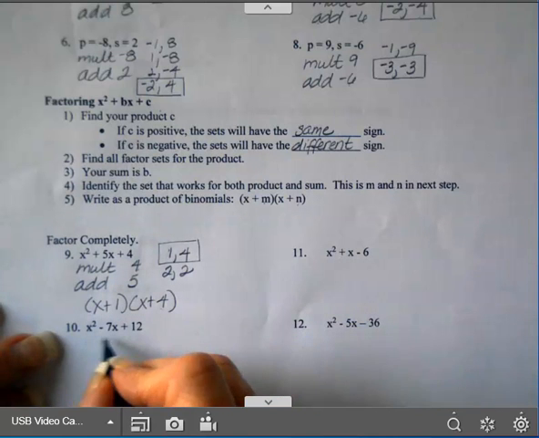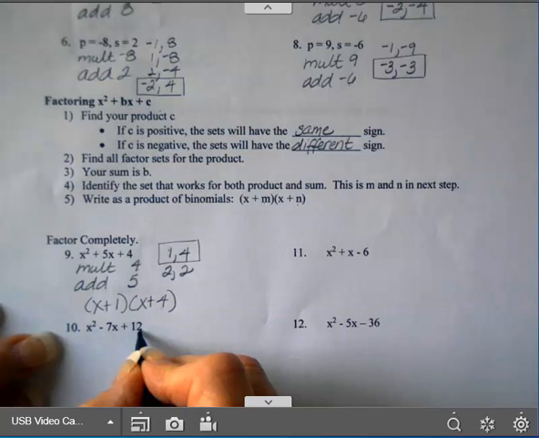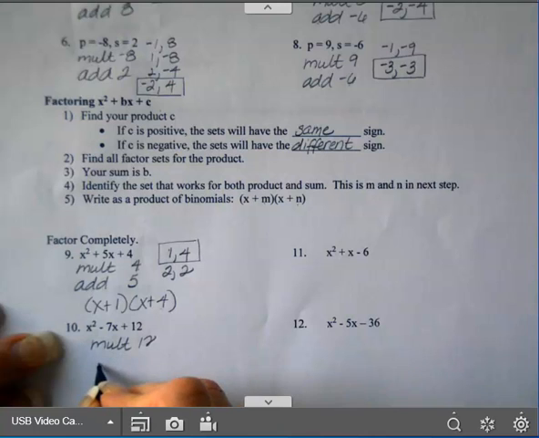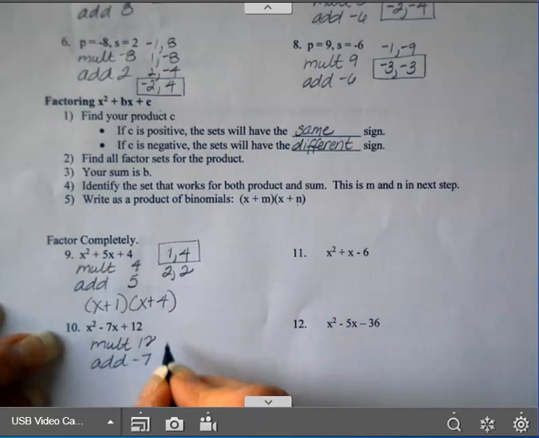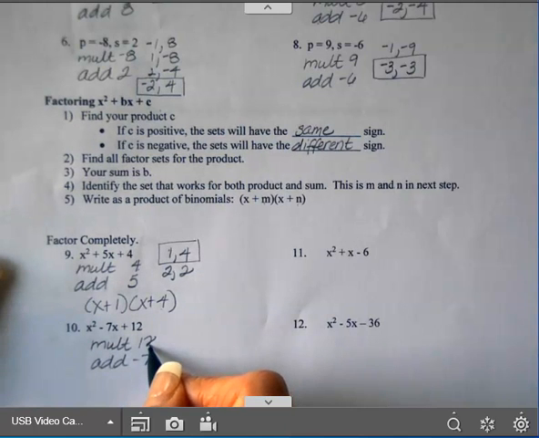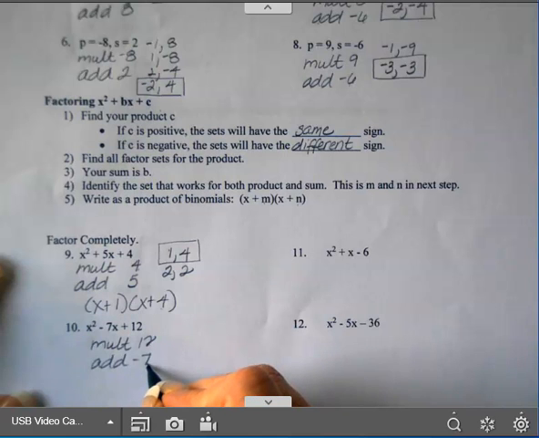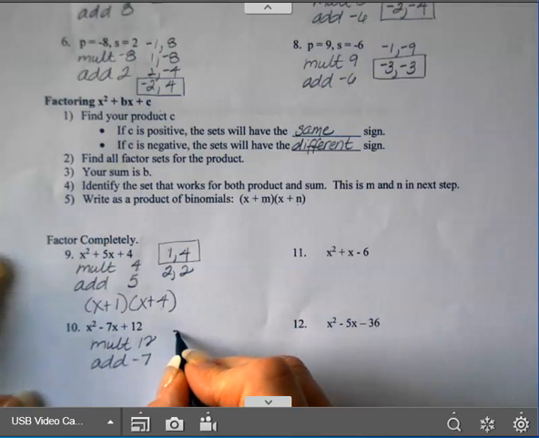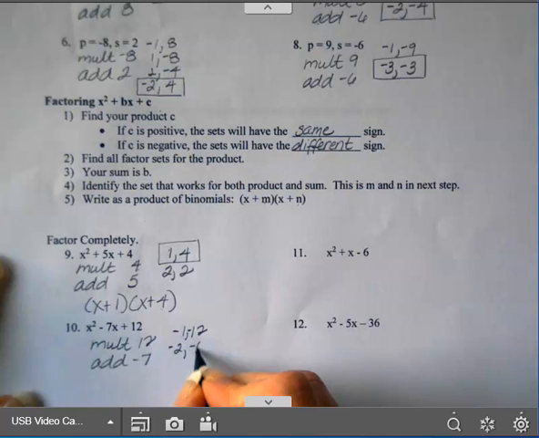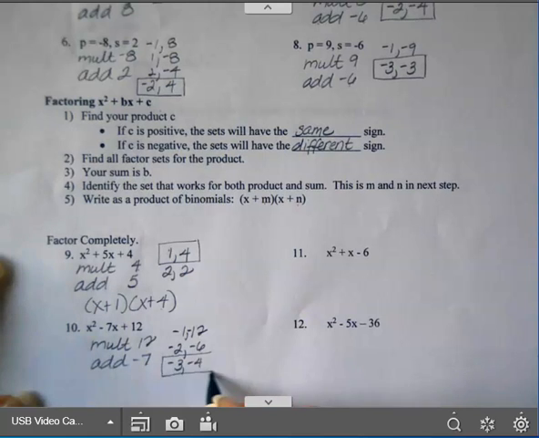For number 10, it has to have a product or multiply to the constant. So it has to multiply to 12. And it needs to have a sum or add to negative 7. Since it's multiplying to 12, either both positive or both negative, and since they're going to add to a negative, we know they both have to be negative. So we have negative 1 and negative 12. We have negative 2 and negative 6 and negative 3 and negative 4. And here is the pair that works.